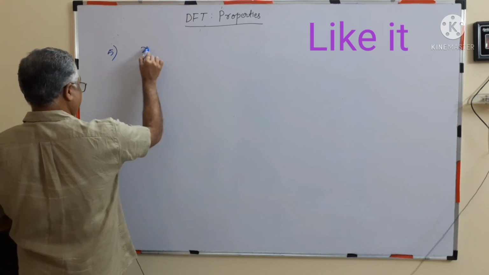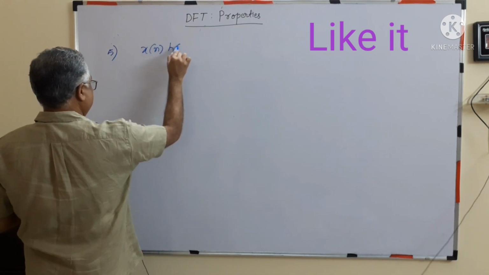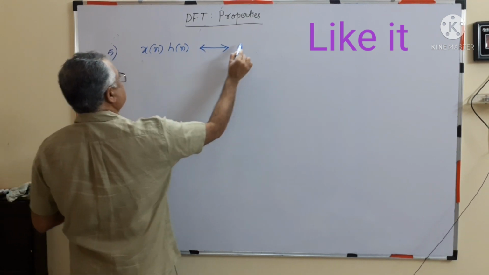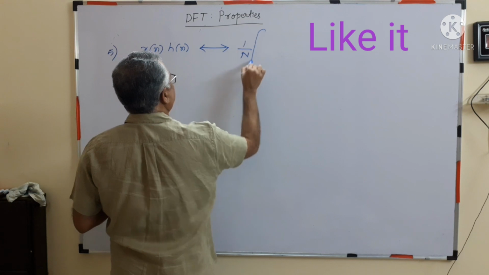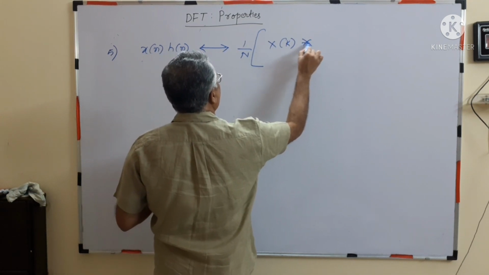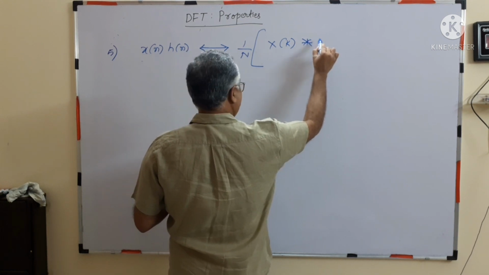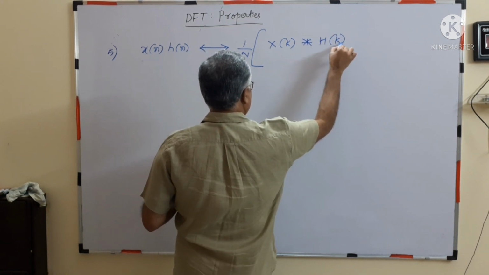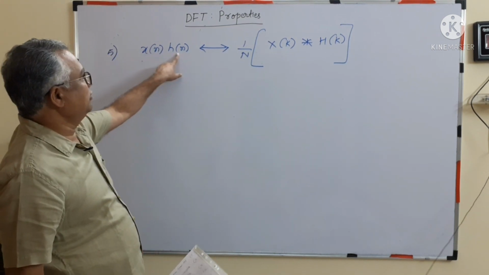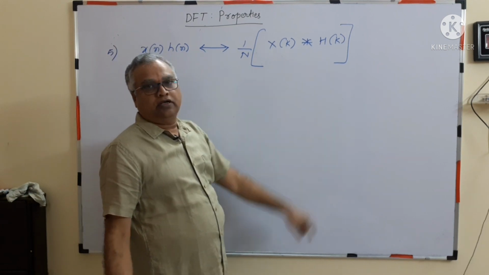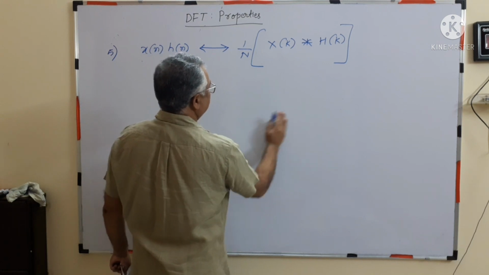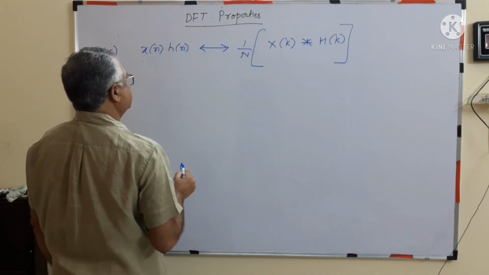Fifth one, x of n, h of n. Here, time domain multiplication, frequency domain convolution. Time domain multiplication, frequency domain convolution. So take the RHS and prove it.